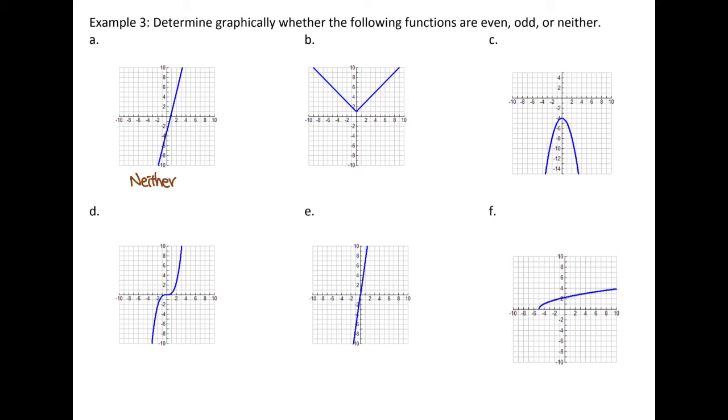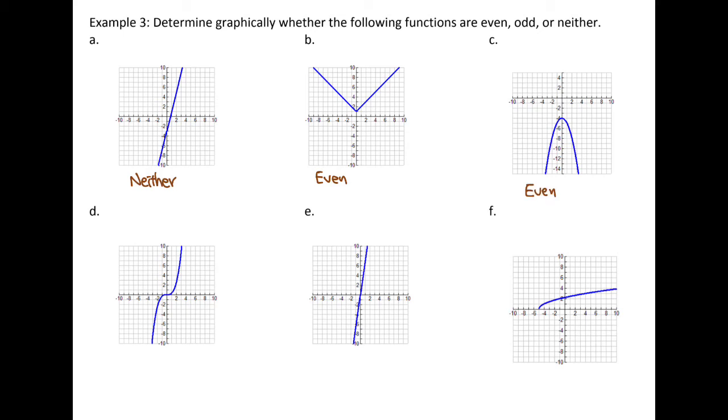Part B, we can see the graph is symmetrical around the y-axis. Therefore, it is an even function. Part C, this is a parabola, which is also symmetrical around the y-axis. Therefore, part C is also an even function.